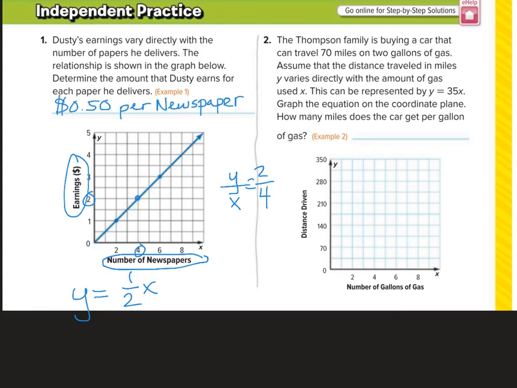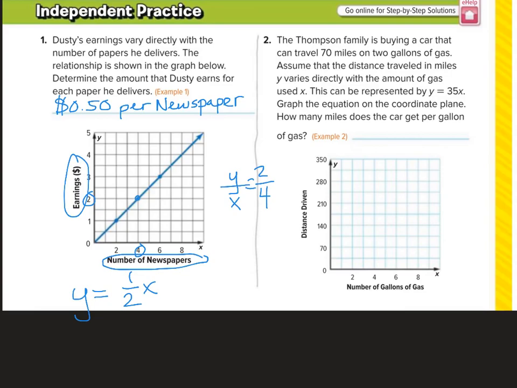Number 2, the Thompson family is buying a car that can travel 70 miles on 2 gallons of gas. Assume that the distance traveled in miles, y, varies directly with the amount of gas used, x. This can be represented by y equals 35x. Graph the equation on the coordinate plane. How many miles does the car get per gallon of gas?